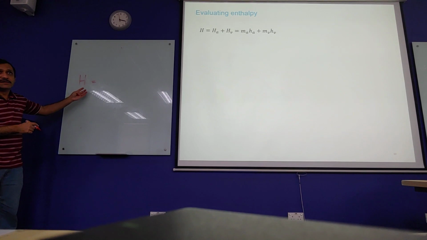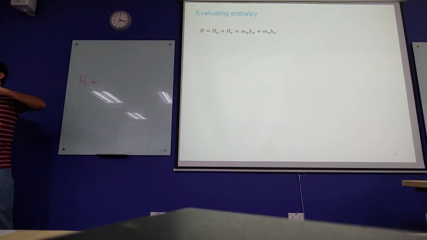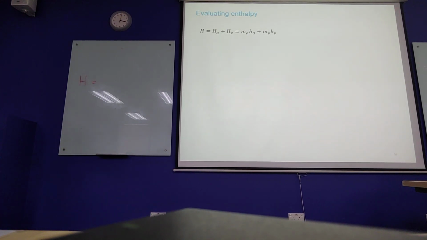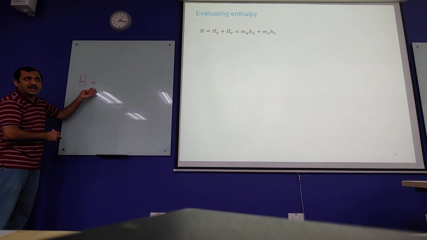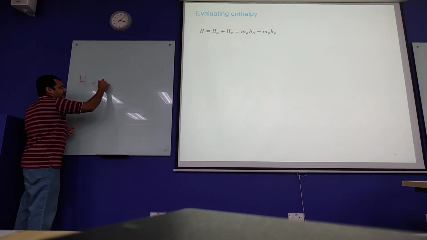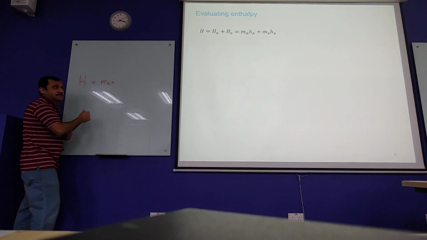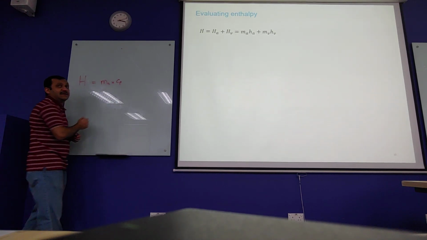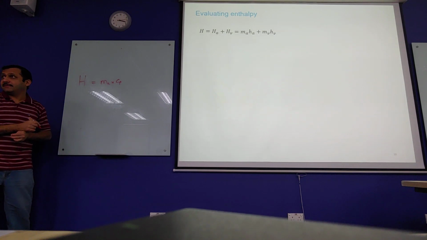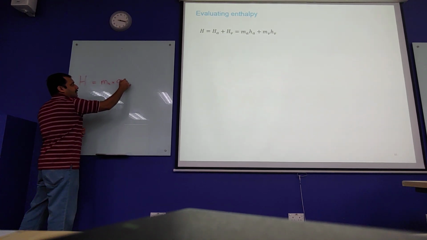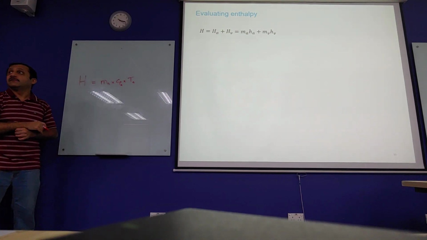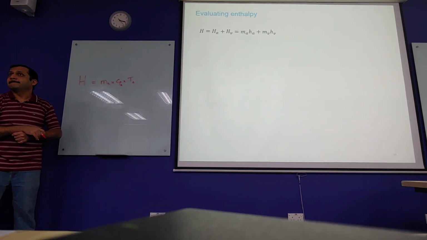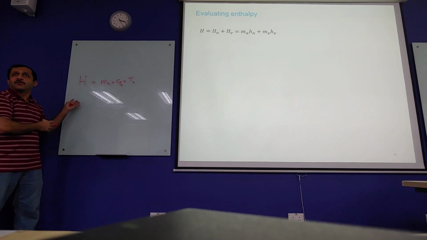I'm explaining that to you. If it was dry air, completely dry, there is no moisture in the air. So enthalpy of dry air will be equal to, normally what would you do? You do mass of air times specific heat capacity of air, Cp of air, times temperature of air. Right? That will give you the enthalpy of air.